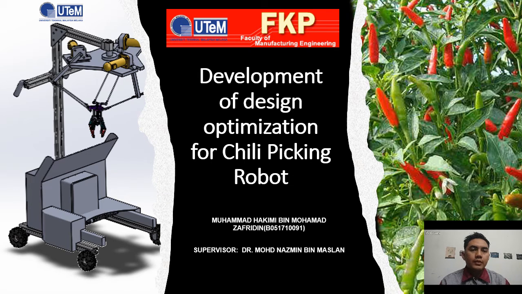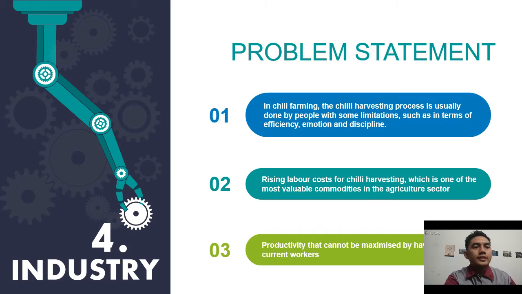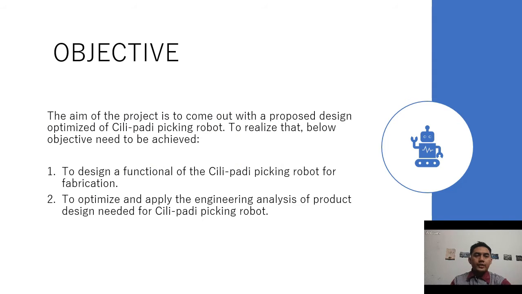for chili picking robot. Problem statement 1. In chili paddy farming process, basically have done by people which have some limitation. Number 2. Labor costs have increased year by year in this sector. Number 3. Productivity cannot be maximized by the current worker. Objective. Aim of this project is to propose the design optimized of the chili paddy picking robot.